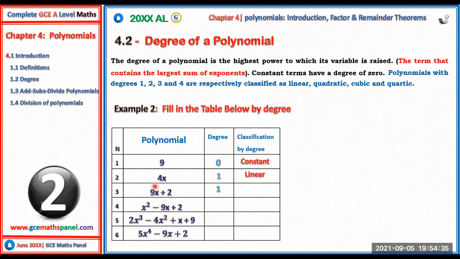With this, it is also linear. The power is 1, so the degree is 1. It is linear, but it has two terms. It's a binomial, but it's linear.